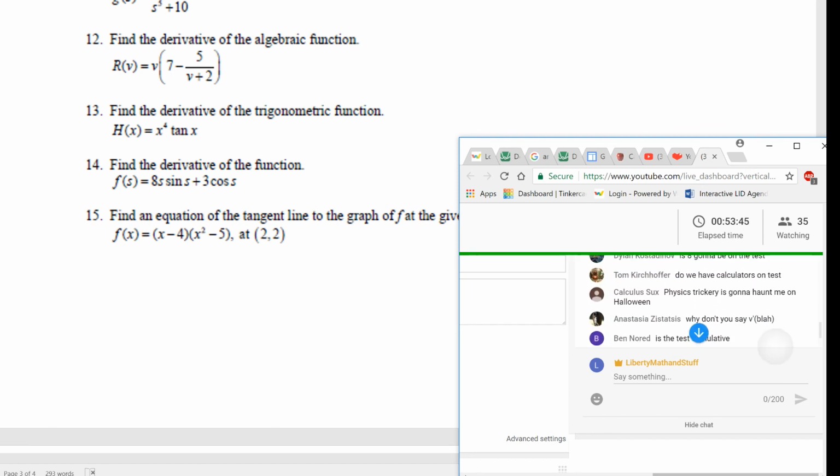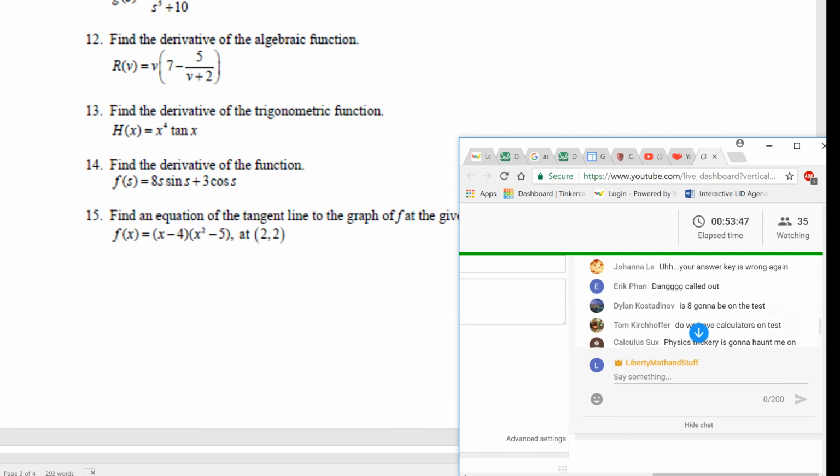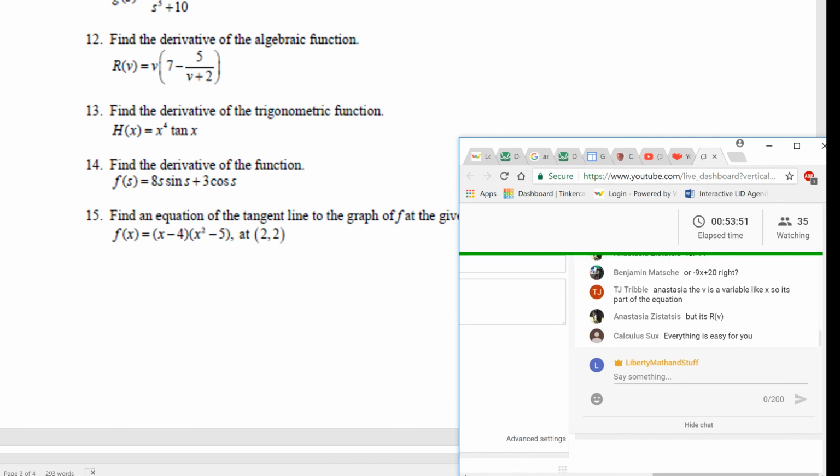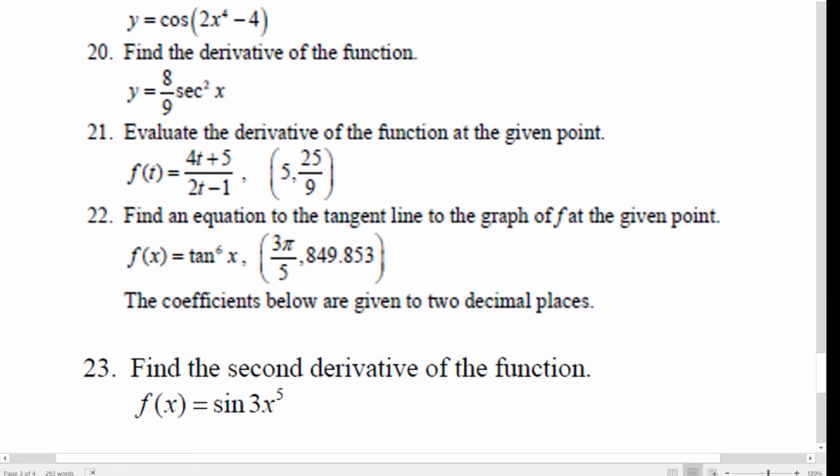How am I doing? 22 and 23 were the other ones on the list. Everything is easy for you. I don't know who that's to.